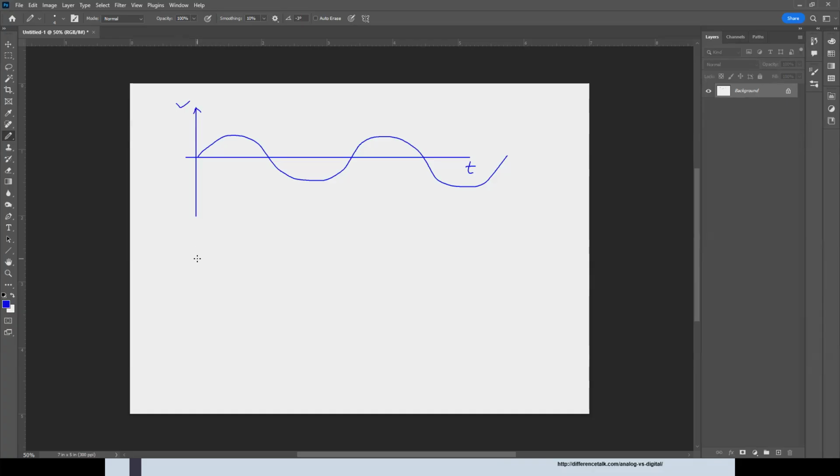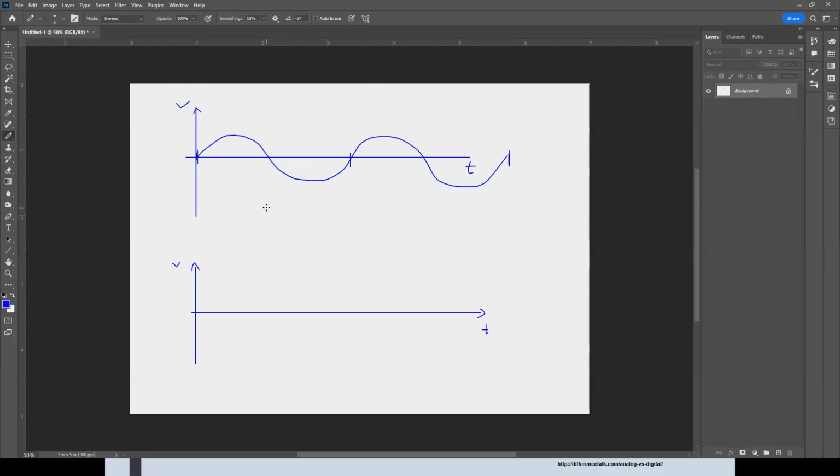Now, let's say we have another one. That's also going to be voltage, and this is also going to be time. All right. So let's see what would be the period of this waveform. From here to here, we have the full cycle, and to here, we have another cycle going on.